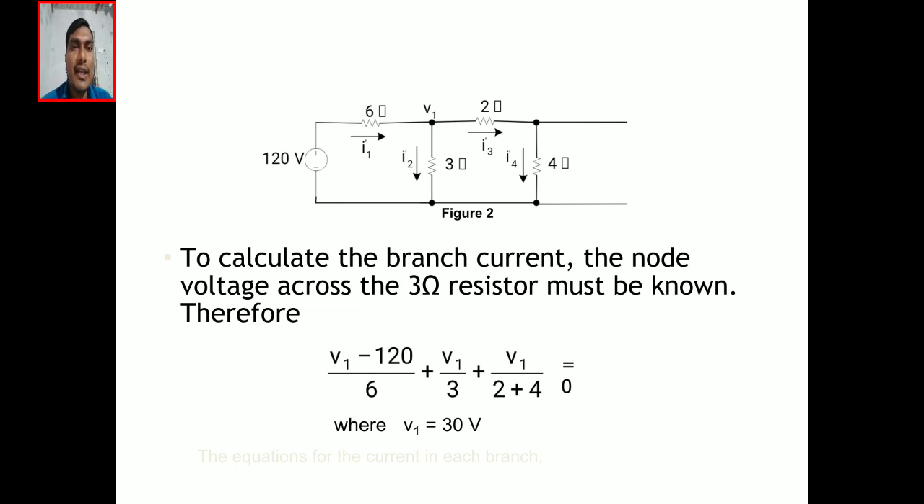What does deactivating or removing a source mean? Remember this important point for the superposition theorem or any theorem. If we remove a current source, that means open circuit. If we remove or deactivate a voltage source, that means short circuit. Using this concept, now we will find the current through each element. In this figure 2, I removed the 12 amp current source and consider only one voltage source, 120 volts.